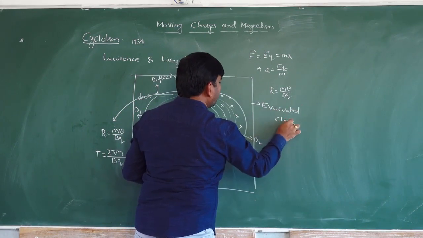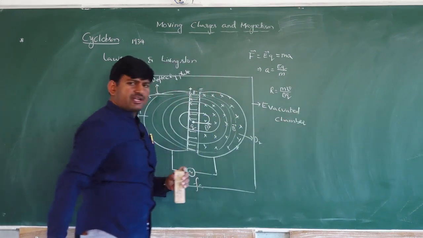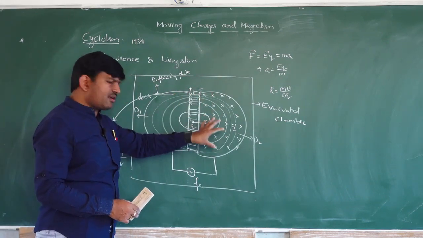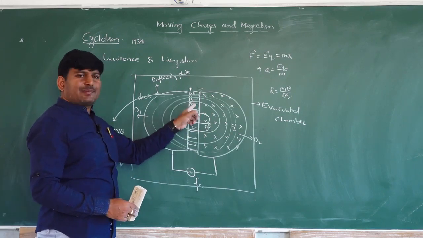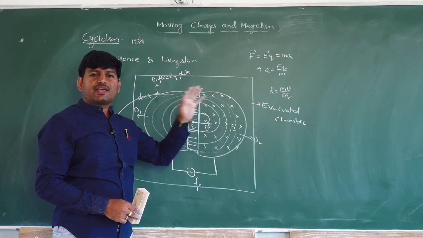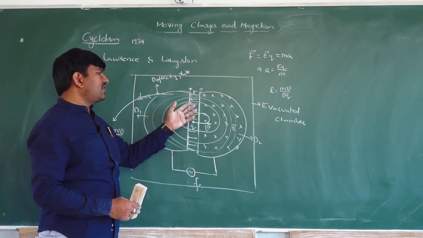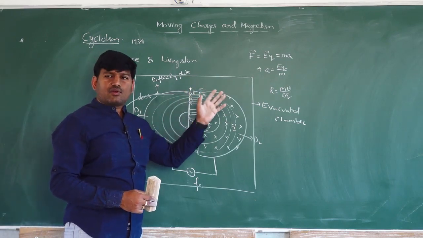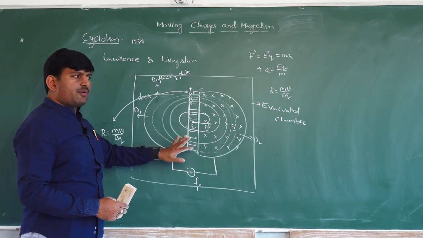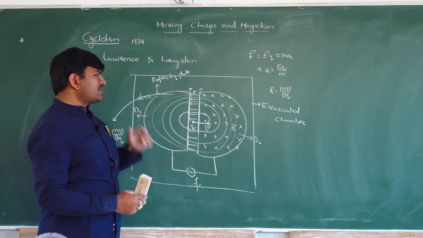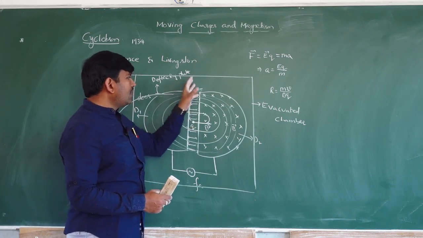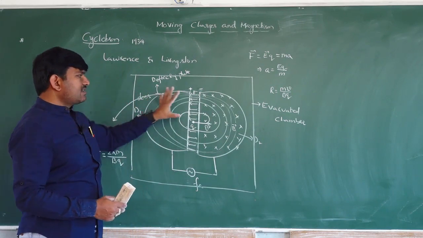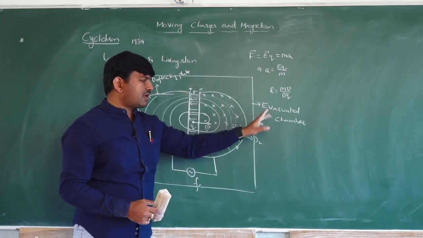Why it has to be kept inside an evacuated chamber: if there is some air present inside this chamber, these charged particles will interact with the atoms of those air molecules, and because of those interactions we will have some other radiations, as well as some other kinds of ions produced. Here our requirement is only to accelerate the given charged particles. Therefore, we have to evacuate this complete experimental setup. Therefore, this cyclotron is enclosed inside an evacuated chamber.